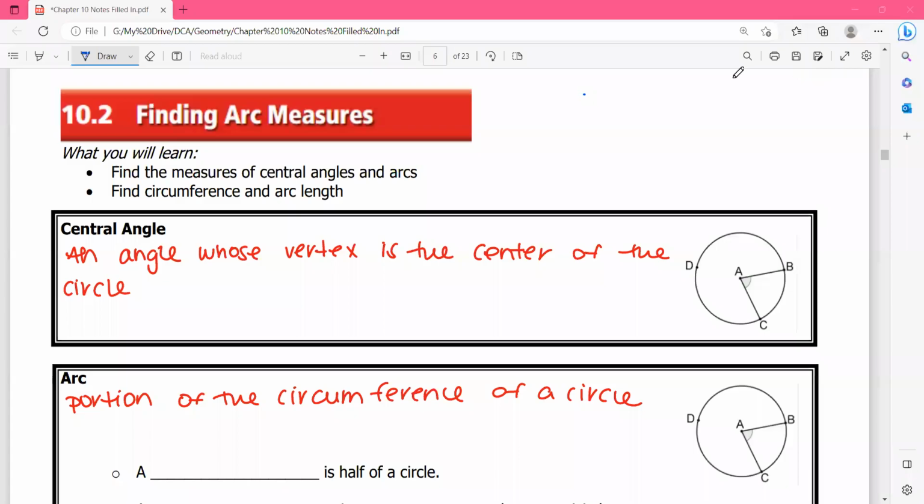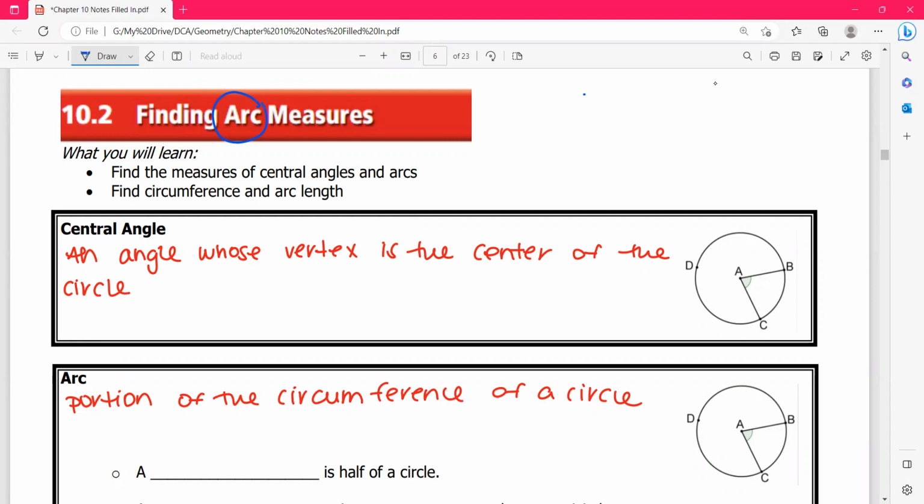Hey everyone, so this is our next video in chapter 10, which is all about circles. Last section we learned about lines and segments within circles and how they interact and form different angle measures. Now we're going to talk about a completely new idea of an arc and discover angles as well within the circle. So we've got some vocab here to start just like normal.